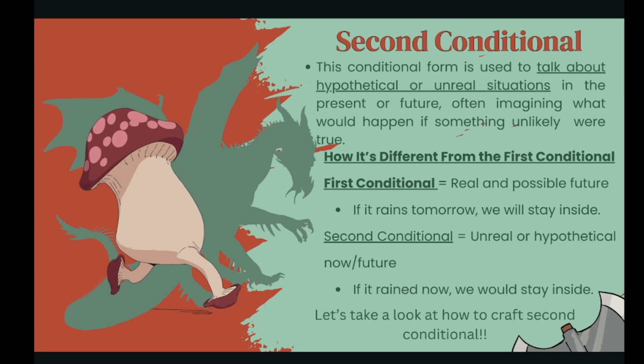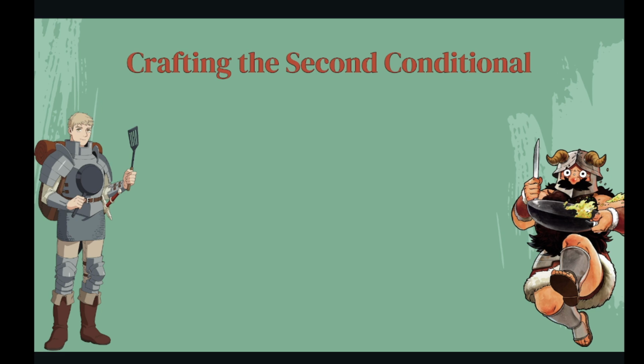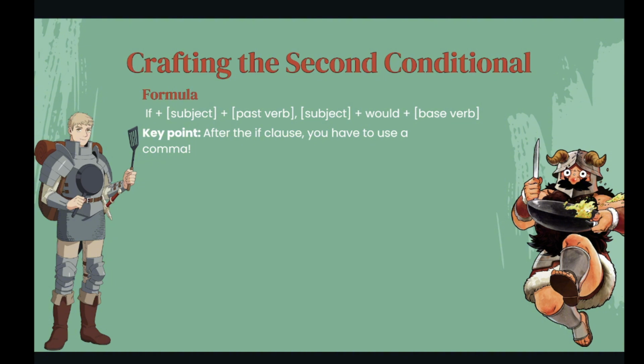Well, let's take a look at how to craft the second conditional. To form the second conditional, the formula is if plus subject plus past verb. So this is past simple, comma, and then subject plus would, the modal, plus base verb. So key point is after the if clause, you have to have a comma. If you don't have a comma there, it's a boop boop boop boop.